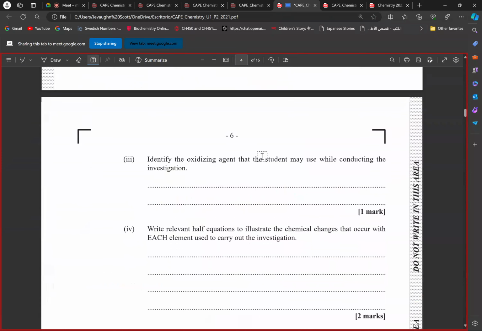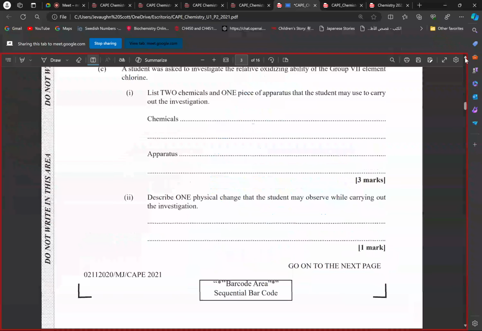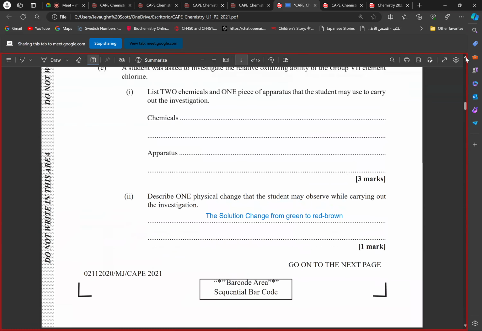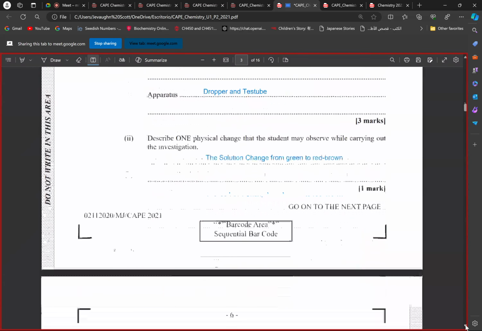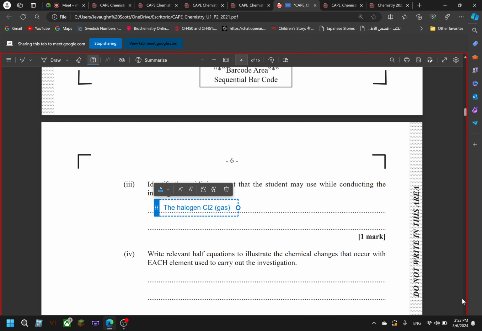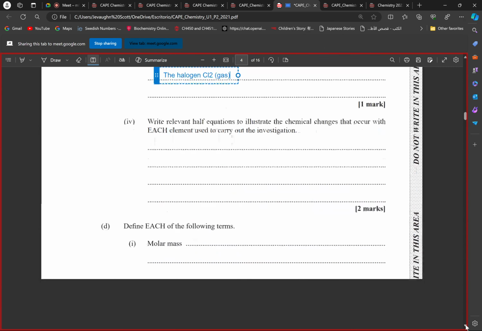All right. Identify the oxidizing agent that the student may use while conducting the reaction. So what's happening here? You say to identify the oxidizing agent. So what is the oxidizing agent? The halogen. The halogen. All right. So I'm prepared to write just the halogen. So in this case, chlorine. Chlorine gas. All right, the halogen.